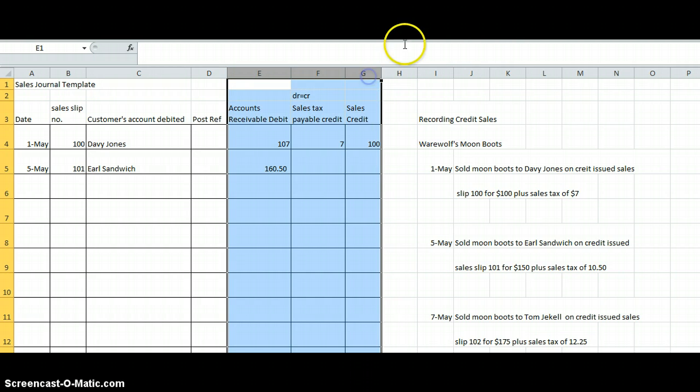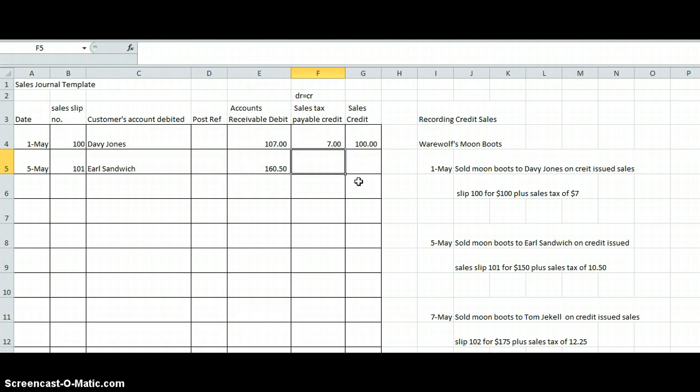I'm going to make these columns show all of the pennies. And our sales tax was $10.50, and our sales credit was $150. So we can see that $10.50 and $150, the credits, are adding up to our debits, $160.50.